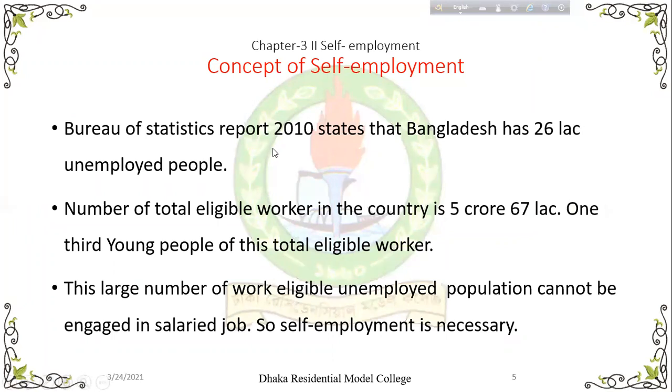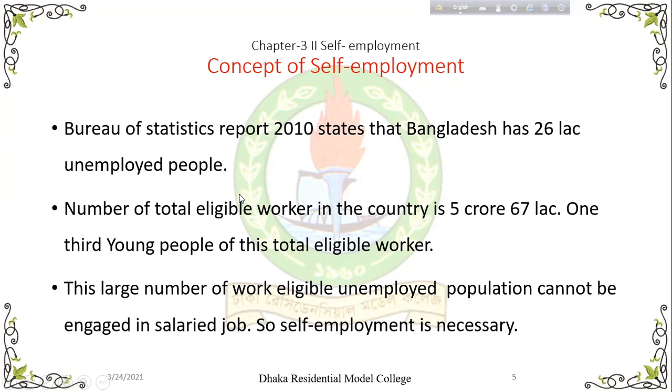Bureau of Statistics Report 2010. পরিসংখ্যান বিভাগ রয়েছে আমাদের আগার গায়ে। এদের কাজ হচ্ছে বাংলাদেশের অতীত, বর্তমানে যা হচ্ছে এটার অতীত রেকর্ড সংরক্ষণ করা। Report 2010 states that Bangladesh has 26 lakh unemployed people.